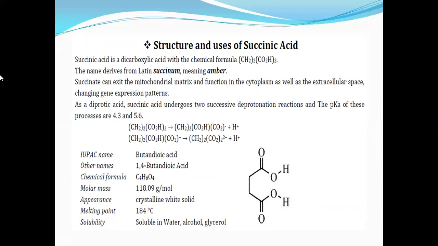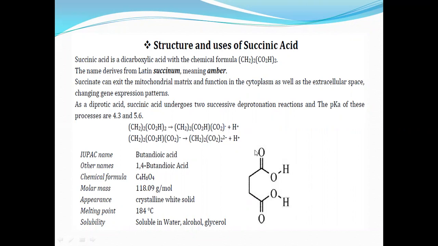citric acid molecule. Our next acid to be discussed is the structure and uses of the succinic acid molecule. Now, our next acid is succinic acid. This is also a carboxylic acid, but the structure itself suggests that it is going to have two carboxylic acid groups. So this is also known as a dicarboxylic acid.